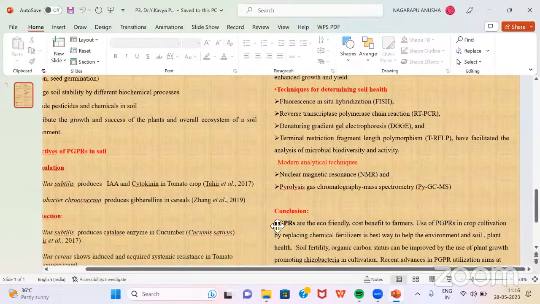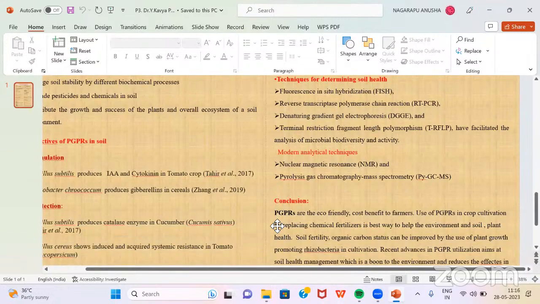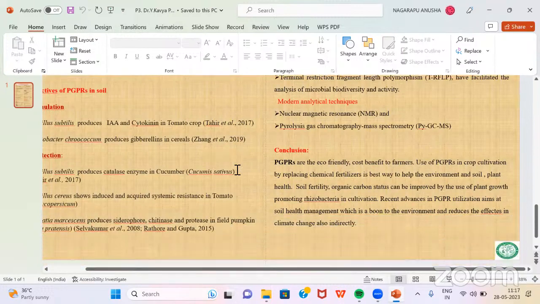Similarly, there are several techniques for detecting these PGPRs after they are applied into the soil. They can be detected by different techniques like fluorescent in situ hybridization, reverse transcriptase polymerase chain reactions, terminal restriction fragment length polymorphism. So in this way, there are several advances related to these PGPRs which are helpful for the soil management and different crops growth. And finally, coming to the conclusion, these PGPRs' main aim is to reduce the environmental pollution and improve the plant health, finally helping in the survival of the plant and reducing the environmental pollution.